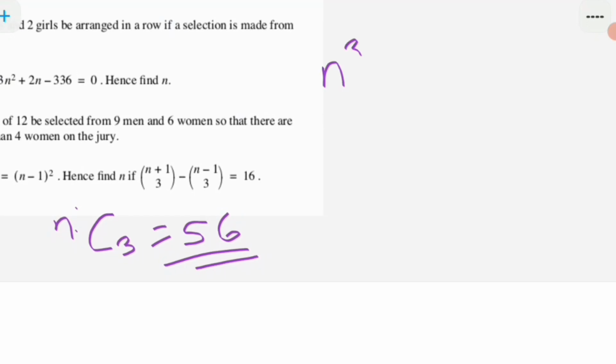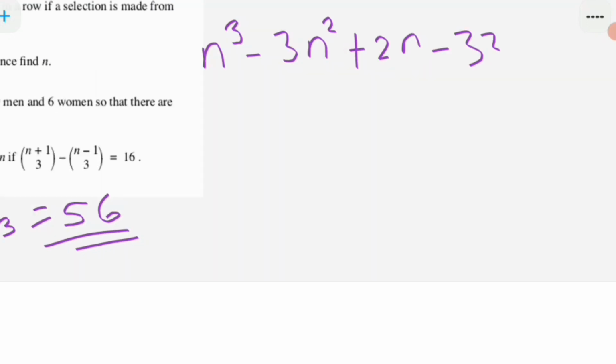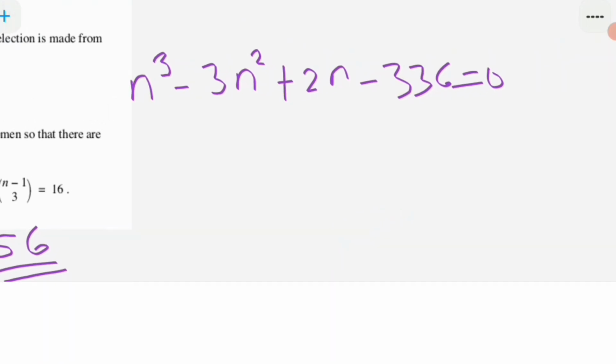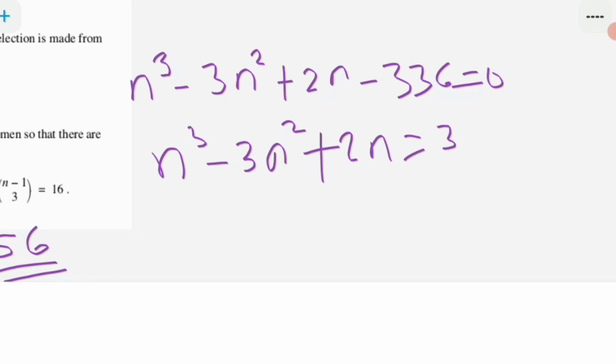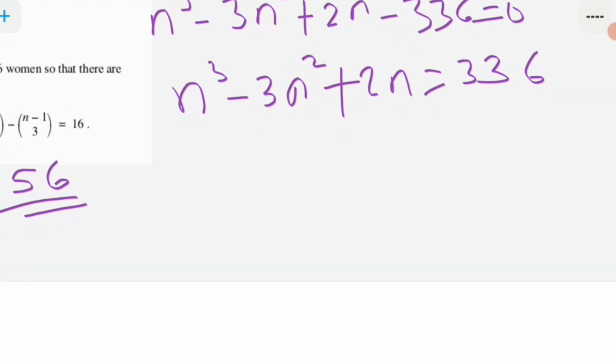You have n cubed minus 336 equals 0. The first thing to do, you can use the factorization method, but just to make it faster, take this 336 to this side here. So it will look like this. Next step is just to factorize this one here. You can see n is common to every term there. So bring your n out. It should be n squared.